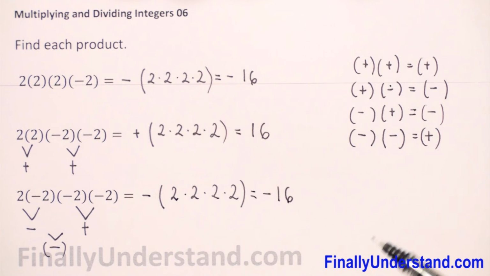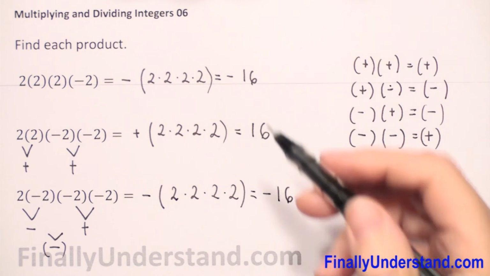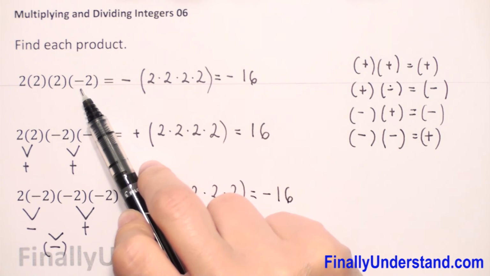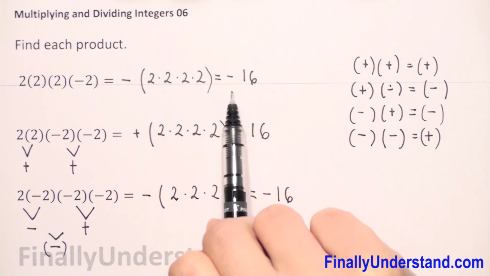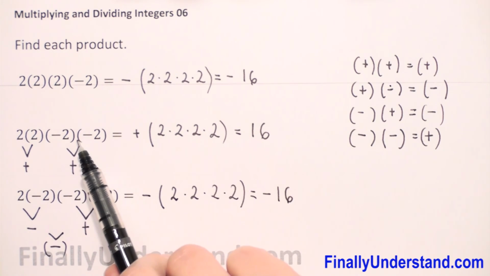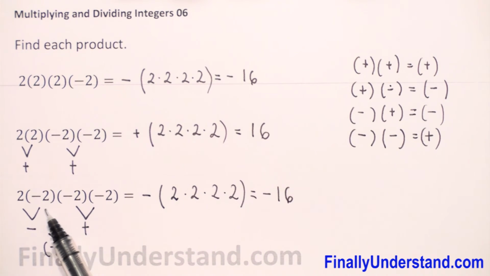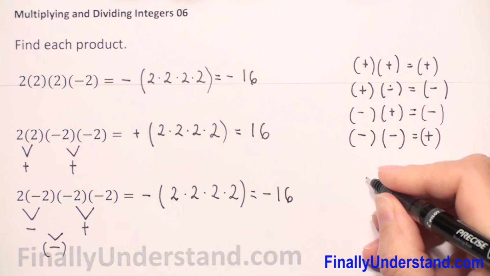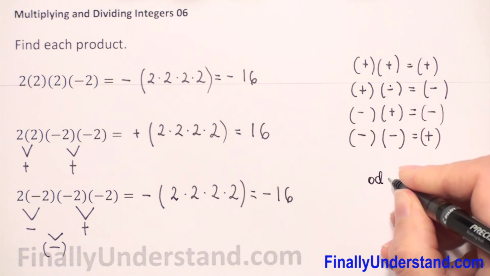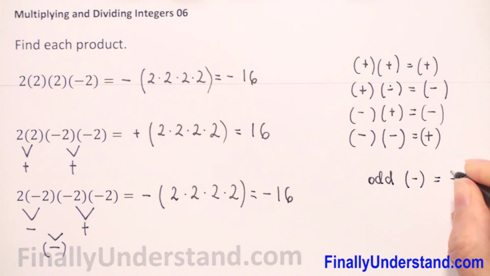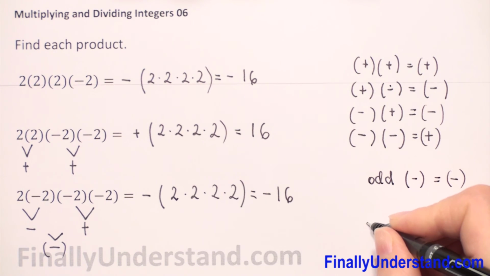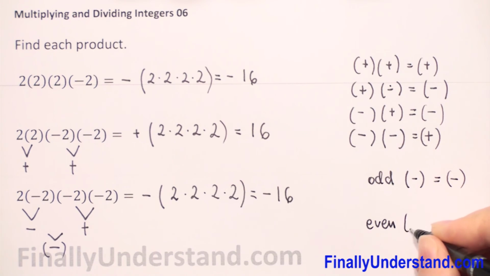So now we can combine our information. When we have only one negative sign, and all the rest is multiplication, the answer is negative. When we have two negative signs, the answer is positive. When we have three negative signs, the answer is negative. So we can write that when we have an odd number of negative signs, the answer is always negative. When we have an even number of negative signs, the answer is positive.